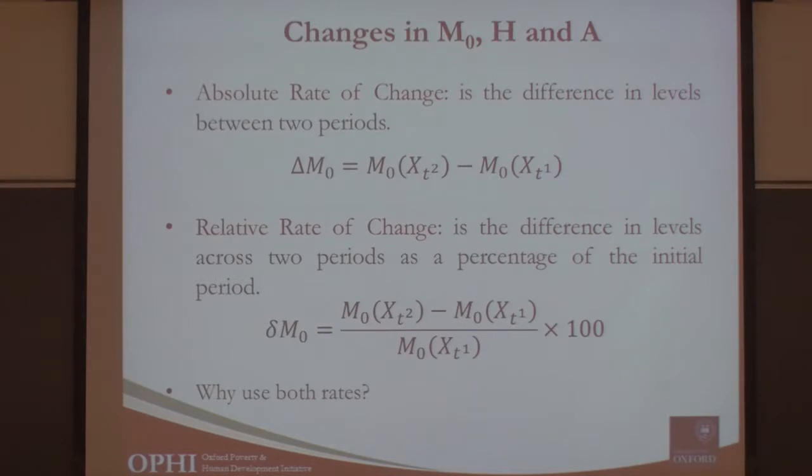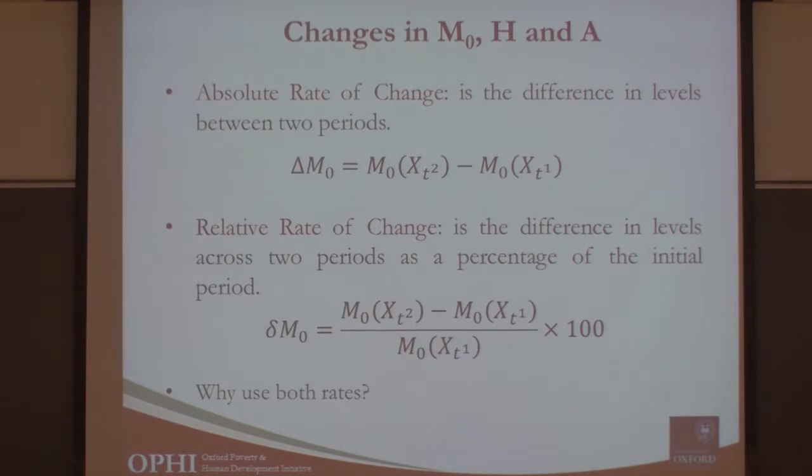Changes in M0. First, the easiest: the absolute rate of change, which is just the difference between two levels. You have M0 in T2 and M0 in T1. The easiest is to look at how much it has changed. Just take the difference: M0 in T2 minus M0 in T1.